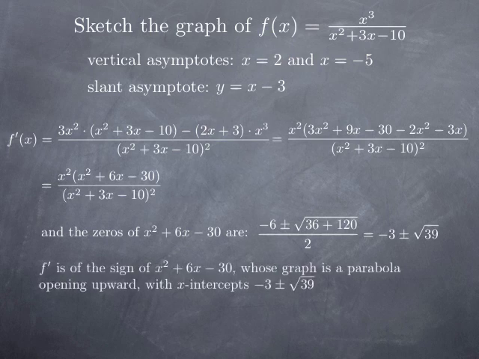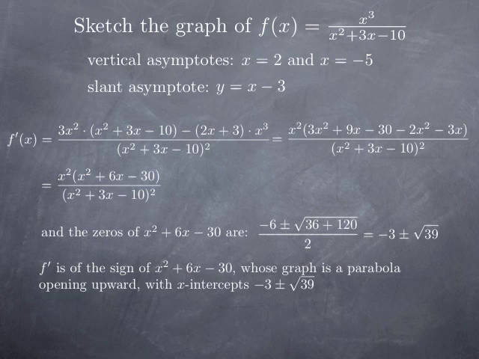Now f prime is of the sign of x squared plus 6x minus 30. This is because the factor x squared in front does not influence the sign because it's always non-negative. And the denominator is also a square and therefore also non-negative and does not influence the sign of the function either.